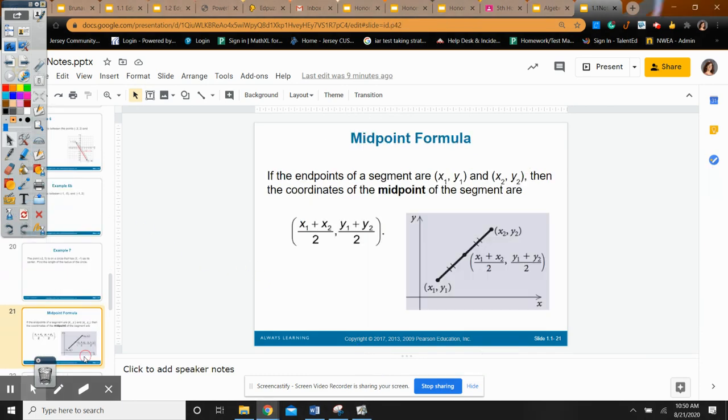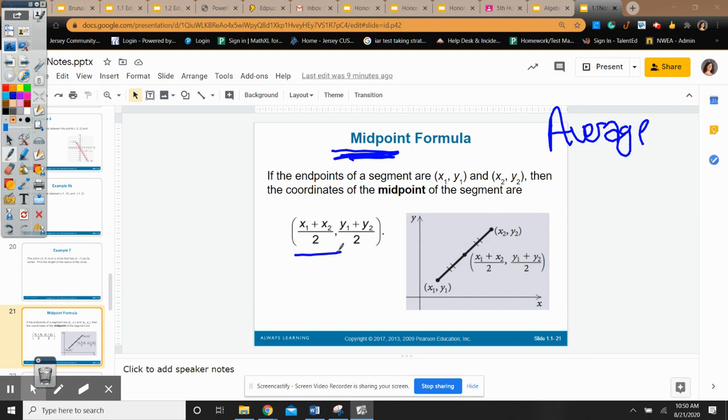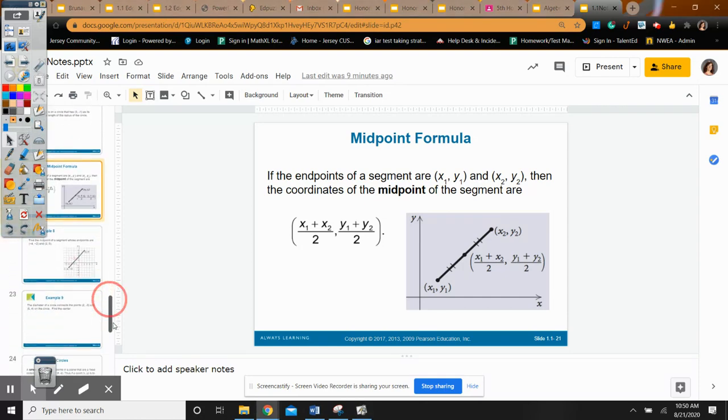The midpoint formula. The midpoint is the middle point. It is the average. So you just need to know what is the average of the x's and what is the average of the y's, and that will be your middle point. That is your formula. Add the x's, divide by 2. Add the y's, divide by 2.